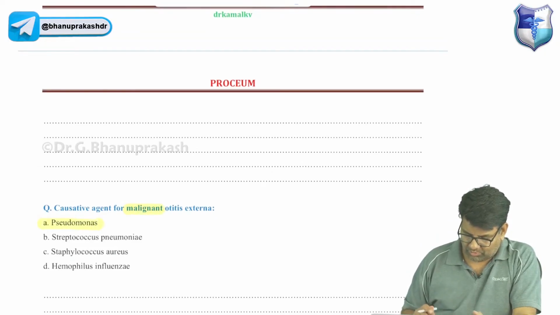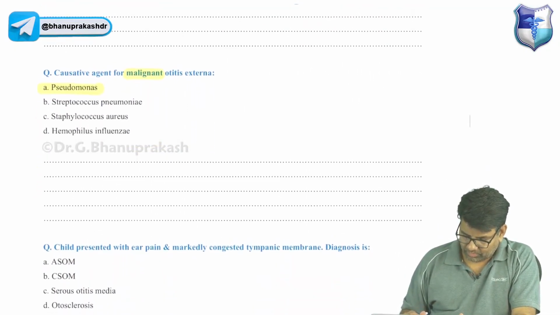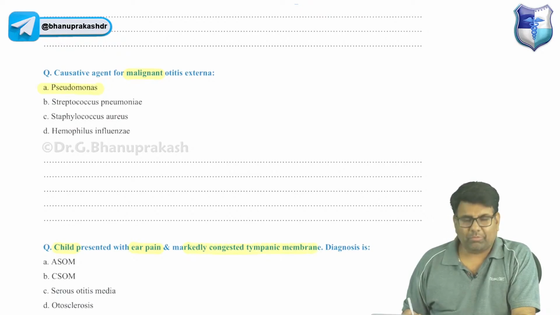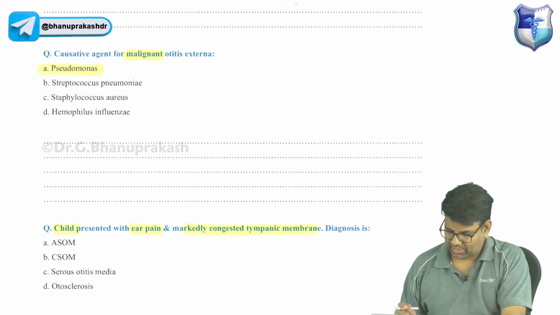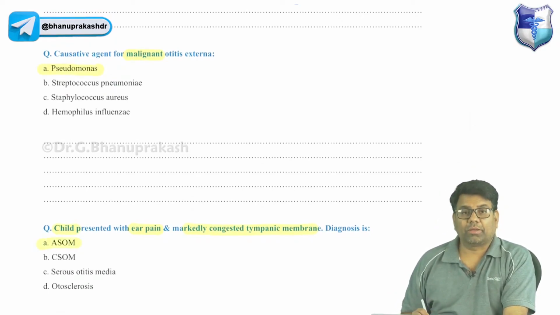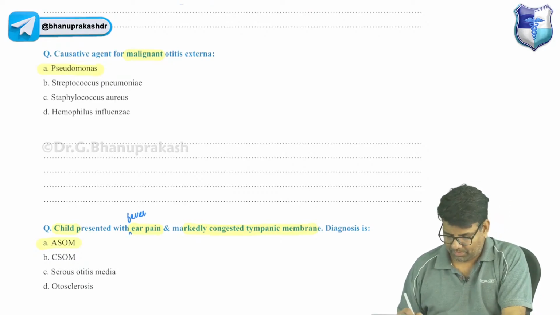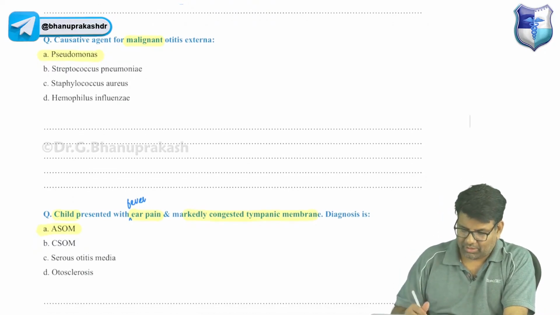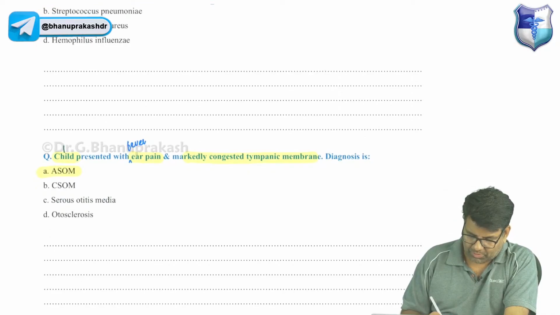Malignant otitis externa, the answer has to be pseudomonas without any confusion. Yes, Raghu, you are right. Now, a child presented with ear pain and markedly congested tympanic membrane. What can be the diagnosis? Anyway, everyone is right as far as the answer to this question is concerned, and this is acute suppurative otitis media. And if in this question we could have added some words like high grade fever with ear pain and markedly congested tympanic membrane, it is a perfect presentation of acute suppurative otitis media, which is principally seen in children.